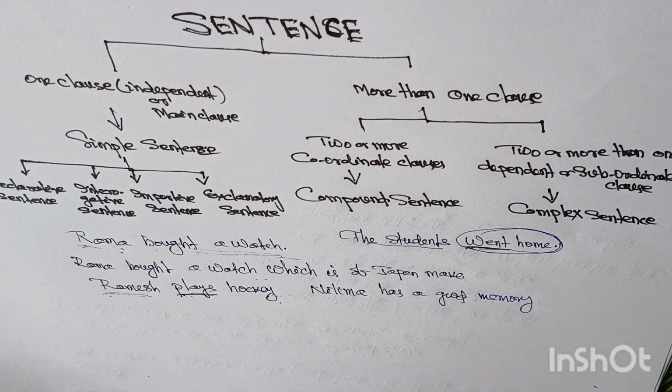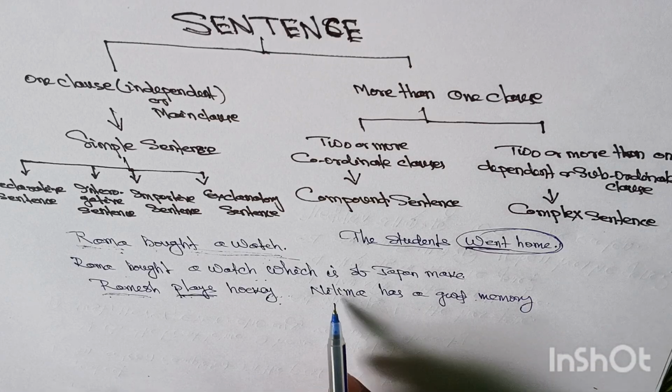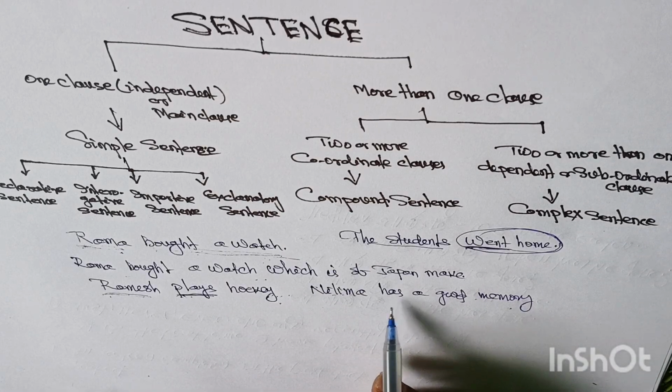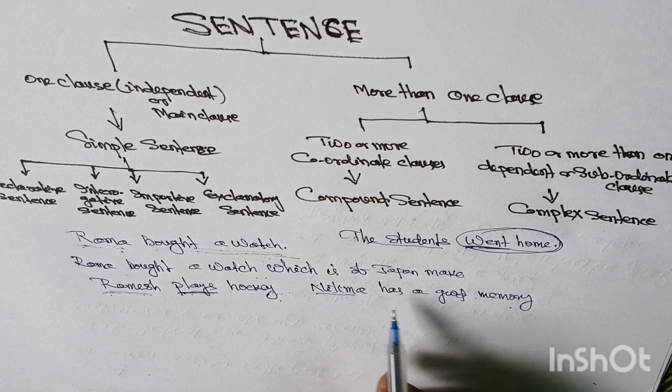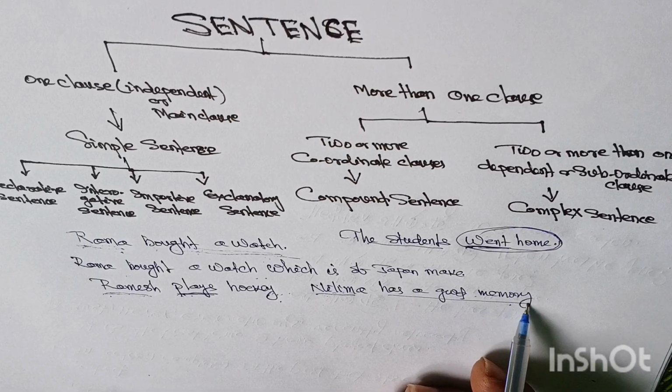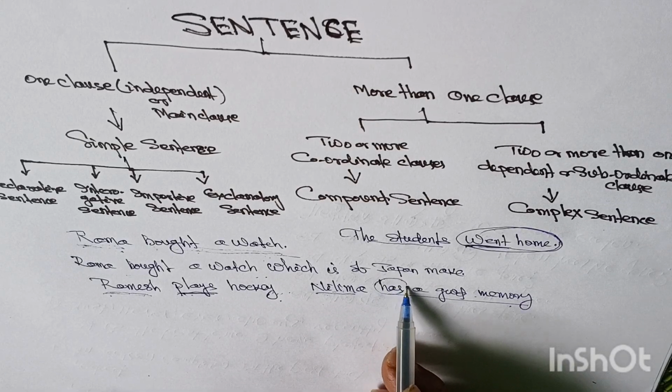Nilima has a good memory. In that sentence, you know that it is a simple sentence. It has a subject, that is Nilima, and the predicate is has a good memory. Has is the finite verb. That is the finite verb.